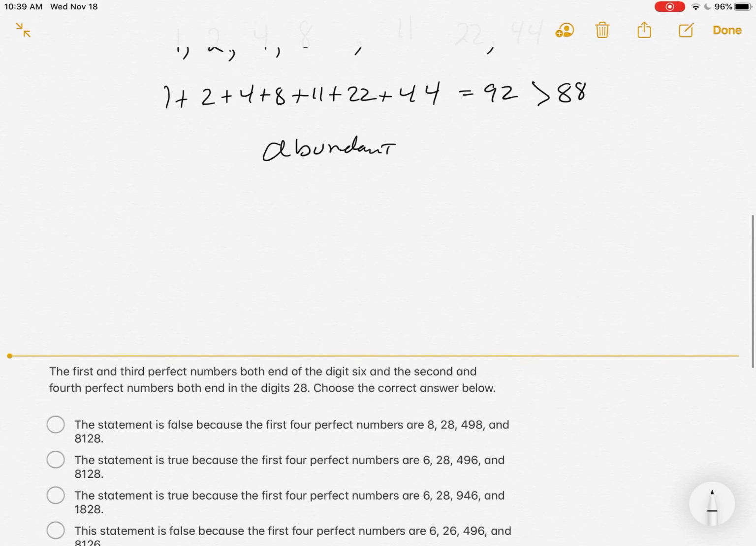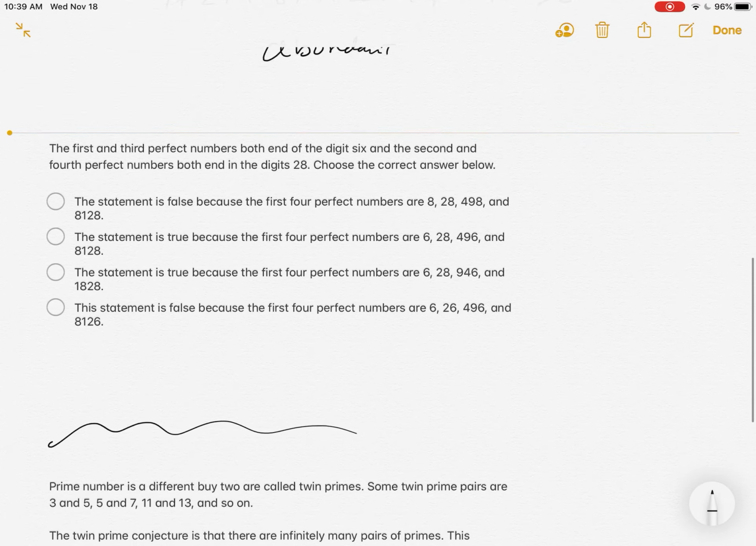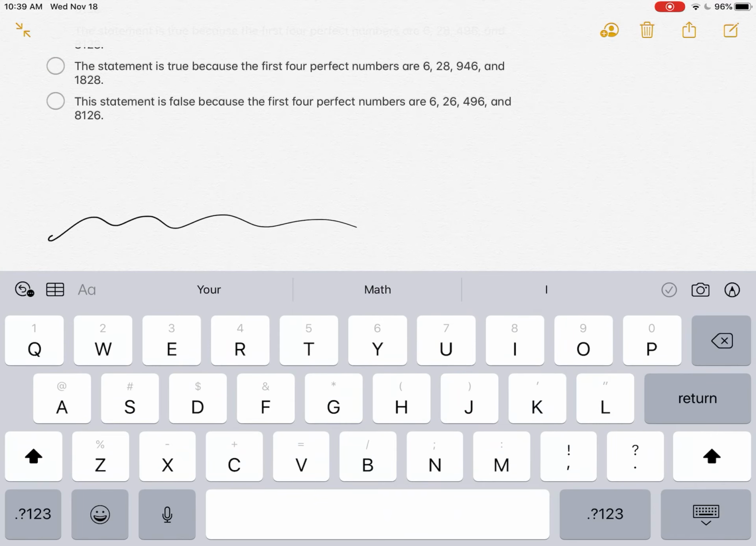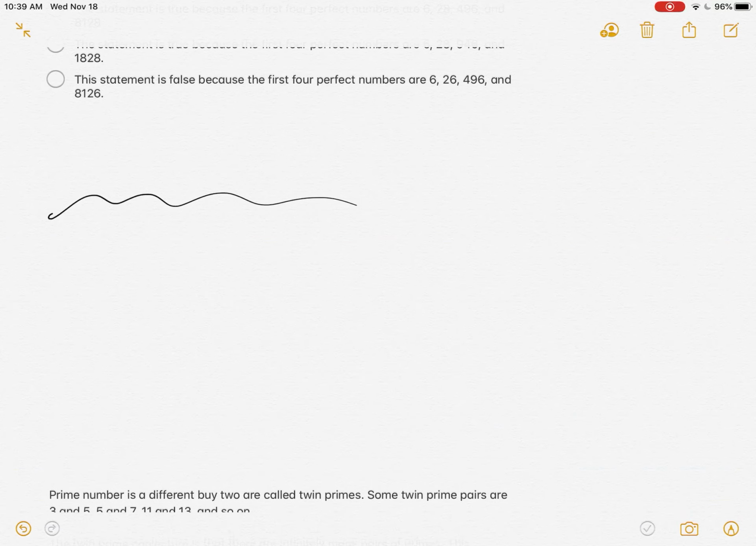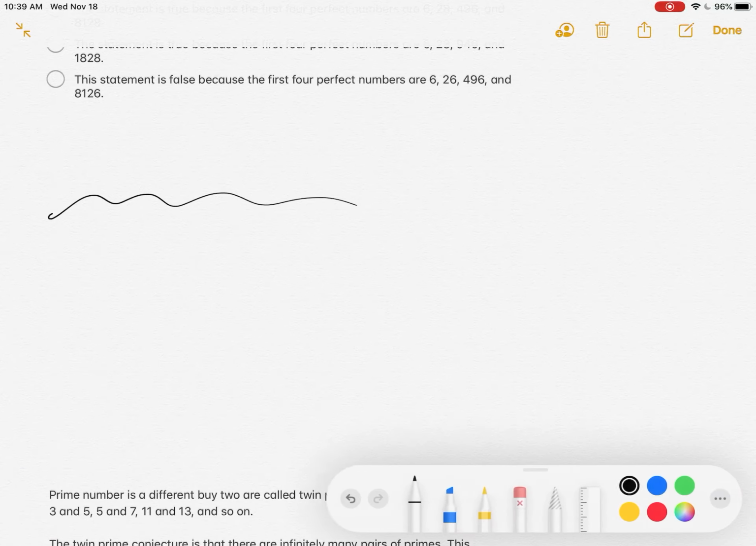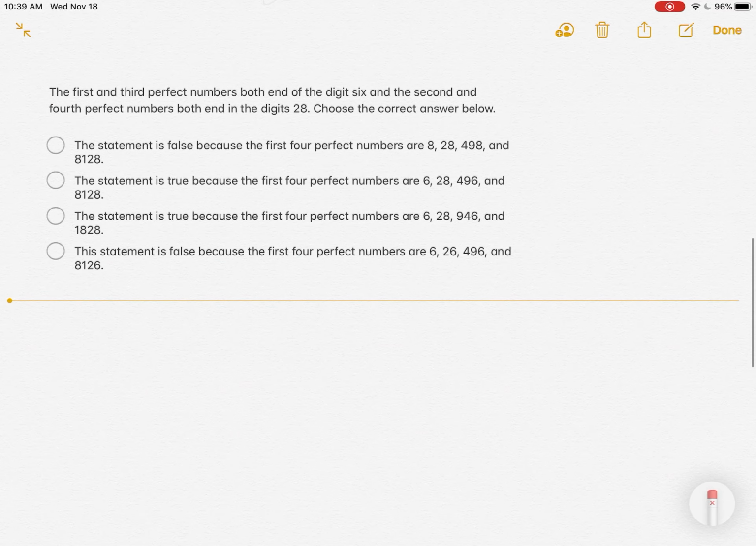So one that I found that might take some time, I looked at it and thought, oh, that might take a little bit of time to solve. So I thought I'd grab it and we could look at it together. And that's this one right here. The first and third perfect numbers both end in the digit 6, and the second and fourth perfect numbers both end in the digits 28. Choose the correct answer below.